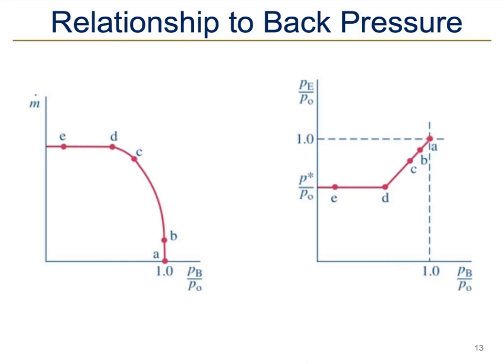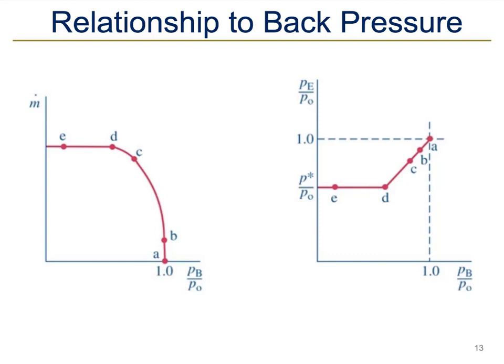We move down, but also the exit pressure is going to be the same as the back pressure for cases B, C, and D. So the exit pressure will be the same as the back pressure until we reach choke conditions, until we reach the critical pressure. Once we reach the critical pressure, no matter what we do to decrease the back pressure even more, the exit pressure will not change.